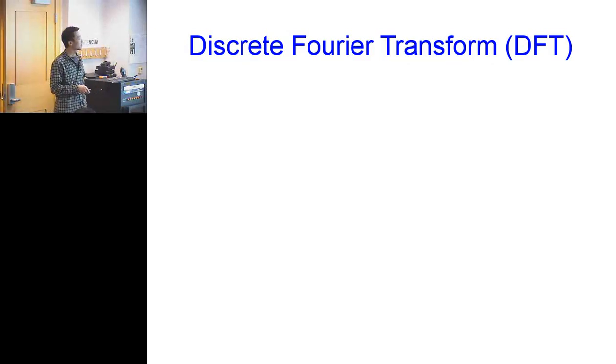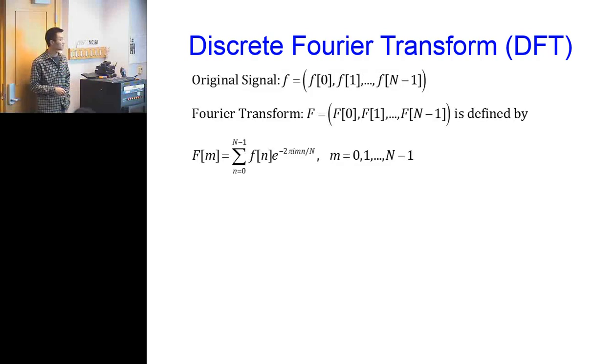I'll give you a very simple introduction to the discrete Fourier transform, which is the Fourier transform on a discrete set. I'll just give you some very simple examples of what it is and what it is used for. The definition is very simple. You have an original signal f, a vector of length n, and you want to calculate its Fourier transform capital F, which is also a vector of length n. Why would you want to do that, you may ask.